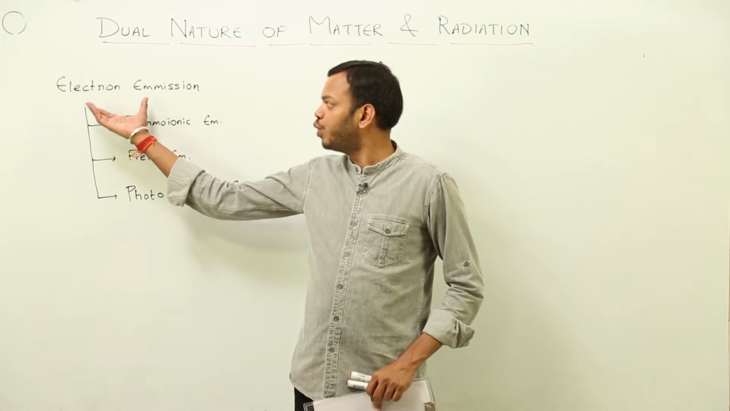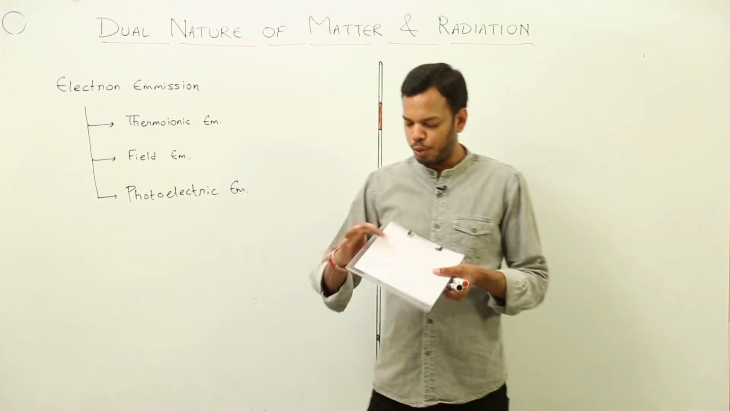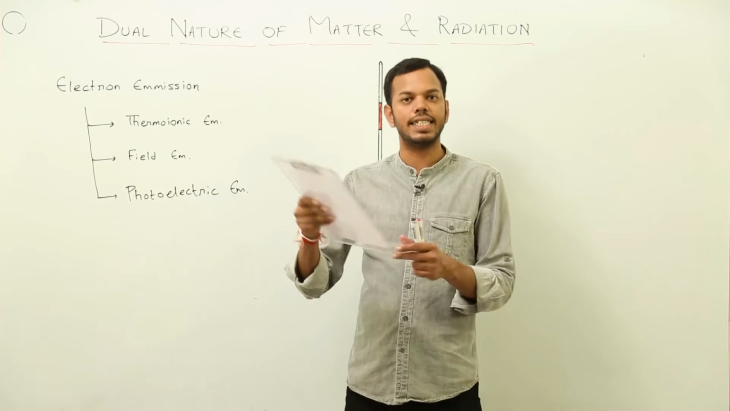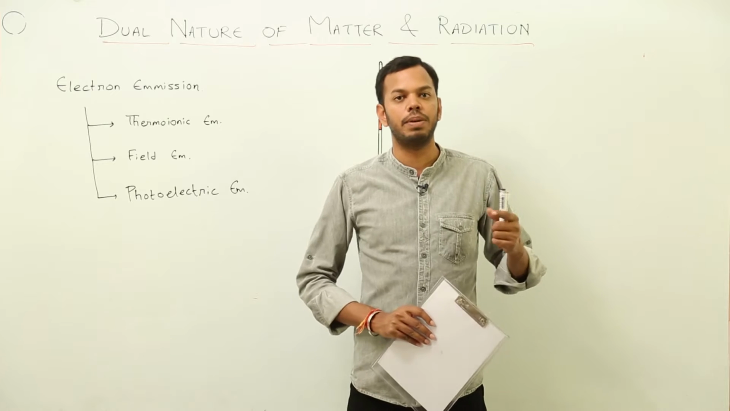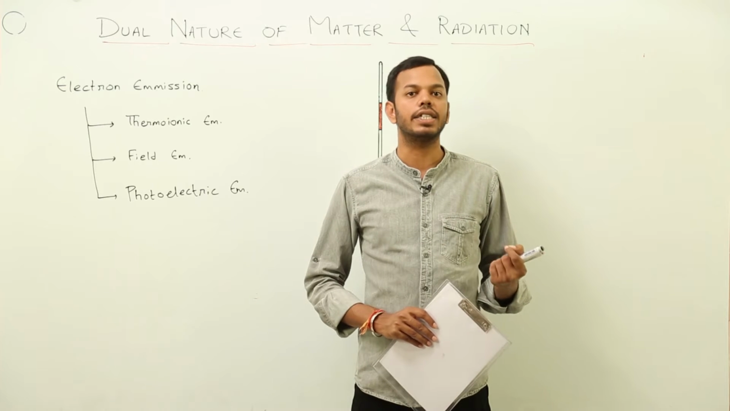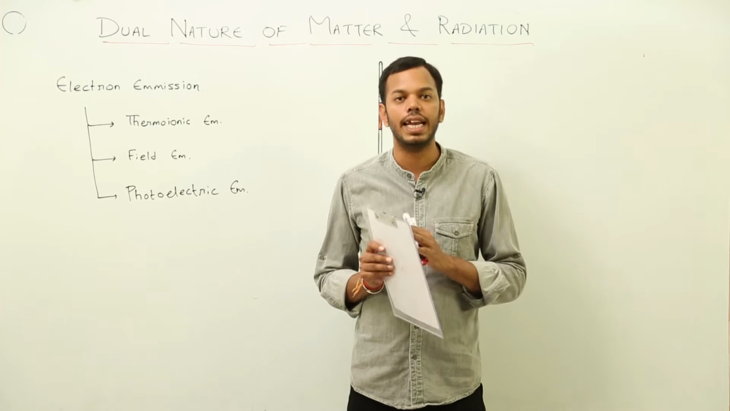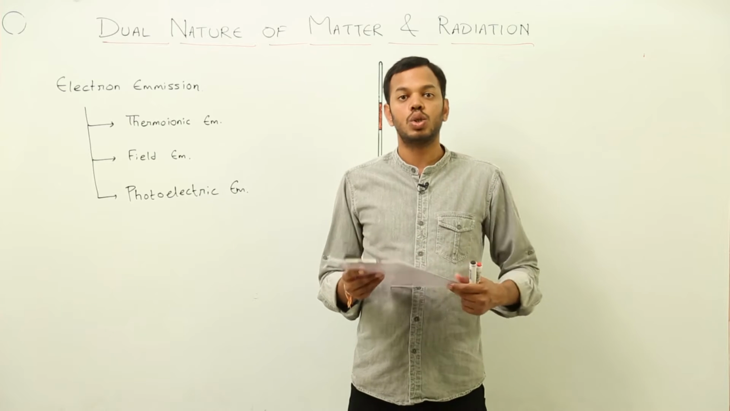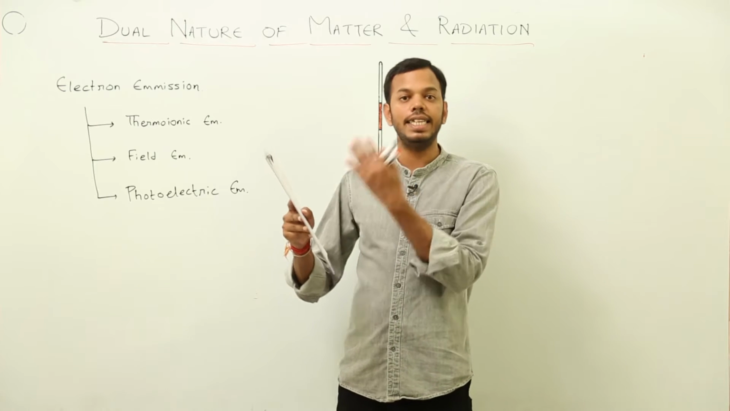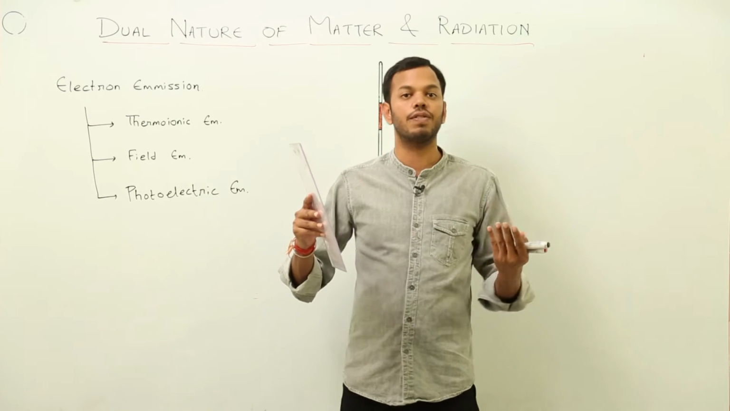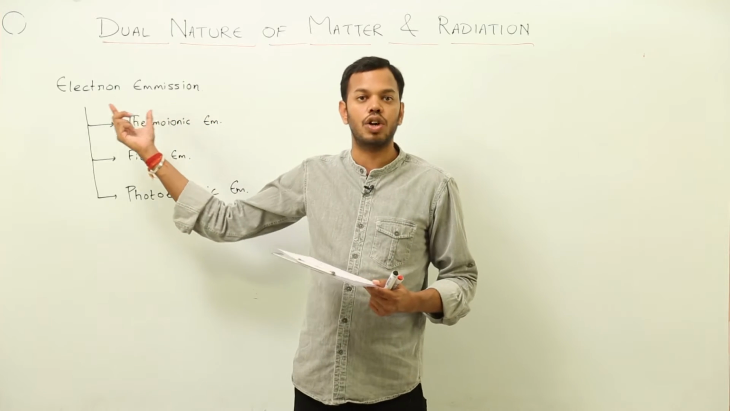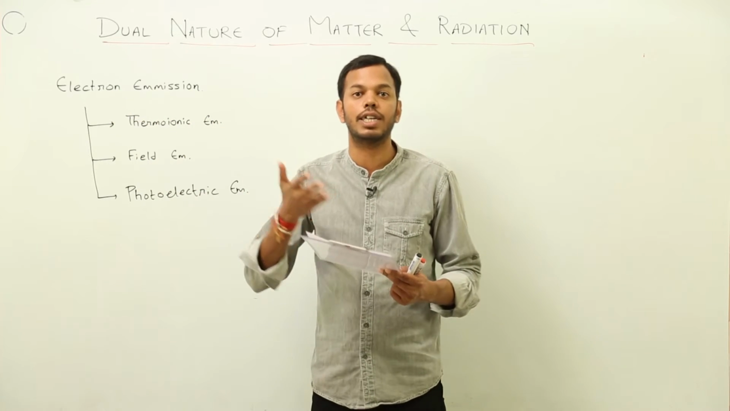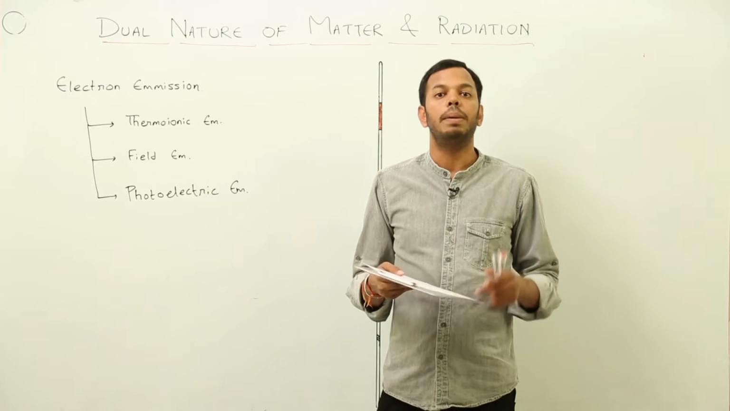See, what do we mean by electron emission? Suppose this writing board, this is a metal plate, okay. Now we have already studied it in chapter number 2, that is current electricity, that there are free electrons present in the metals. So we want that these free electrons should come out of this metal by any process. That process is called electron emission, the process by which electrons are emitted out of a metal surface.